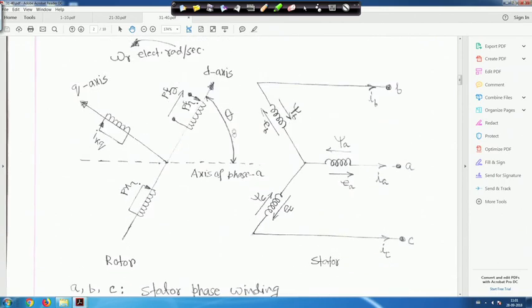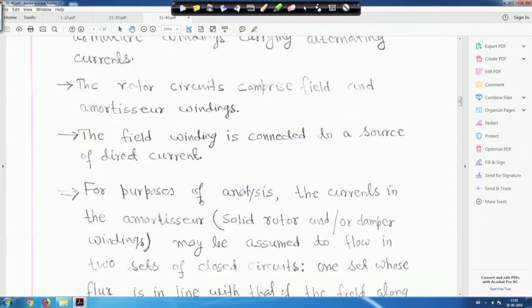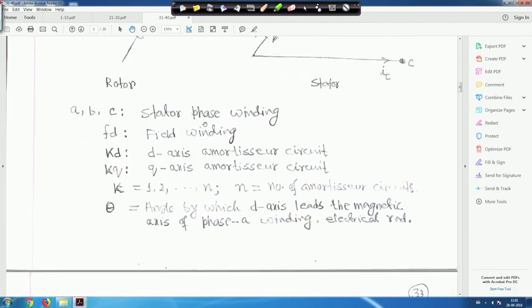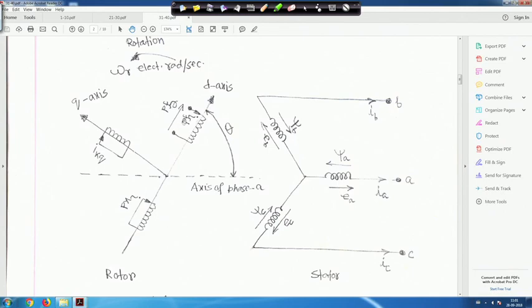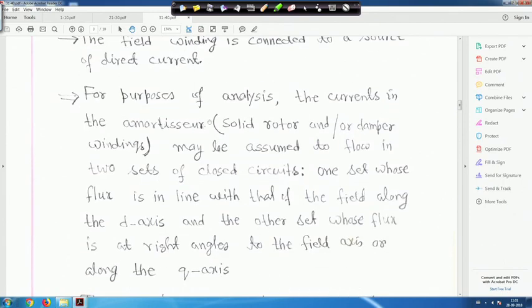So this is our rotor circuit, it has a field as well as armature winding on the D axis and Q axis, and the field winding is connected to a source of direct current. I have told you earlier, the field is given a DC voltage. For purposes of analysis, the currents in the armature, that is the solid rotor or damper winding, may be assumed to flow in 2 sets of closed circuits.